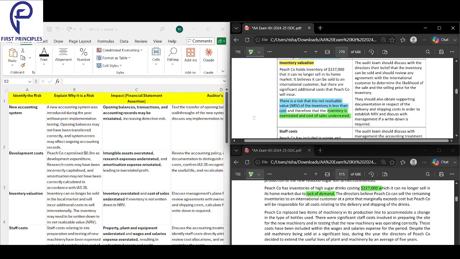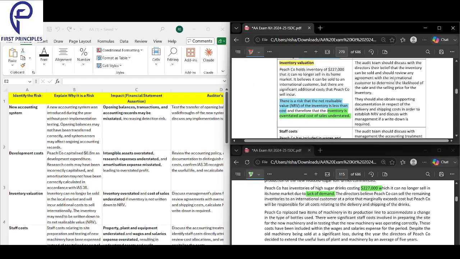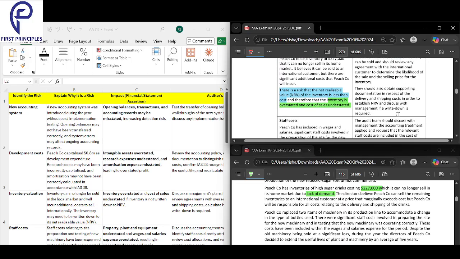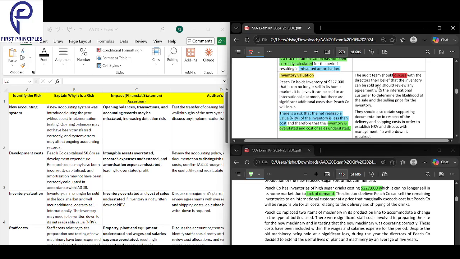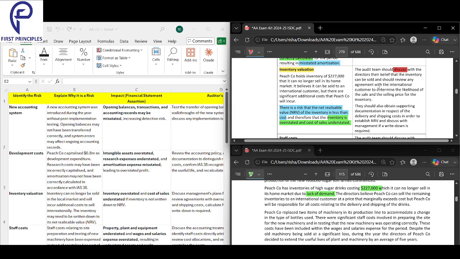Then what you should do as an audit team: first, discuss with the management their belief that the inventory can be sold, and review any agreement with the international customer. First of all, discuss with the directors their belief that the inventory can be sold at cost. That is the first thing about the cost. Now we'll come to the international customer.